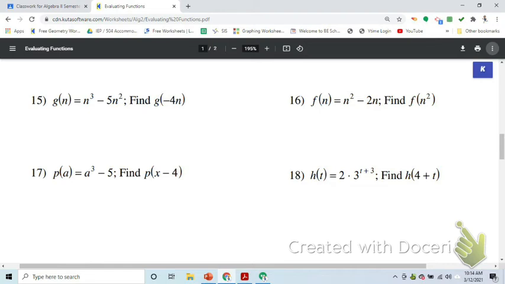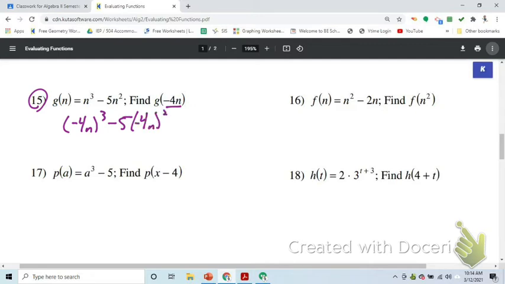Last but not least, let me go ahead and show you one of these. Let's do, not one of them, we'll do several. Doesn't matter to me. How about, oh boy, 15. Let's do 15 real quick. So instead of n to the third, we're plugging in negative 4n anytime we see that. Then minus 5, and then instead of n squared, it's going to be negative 4n squared.